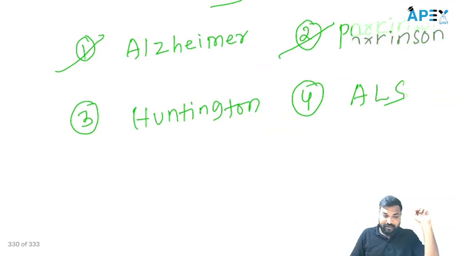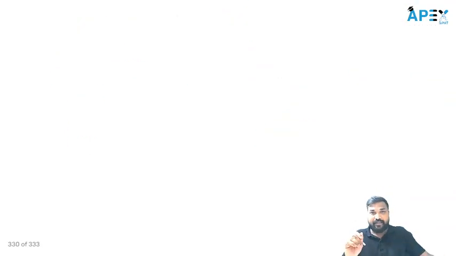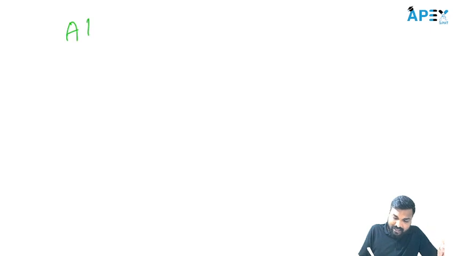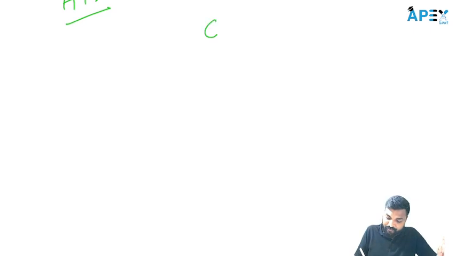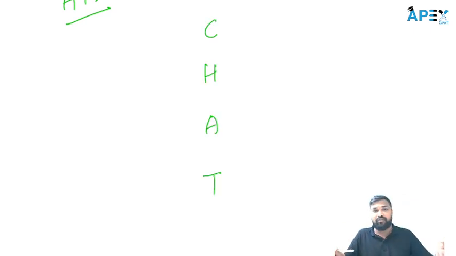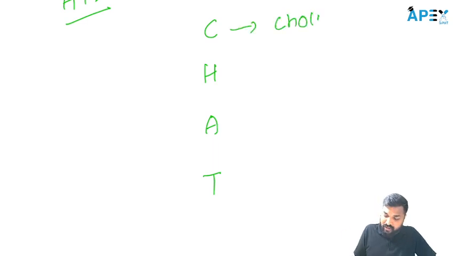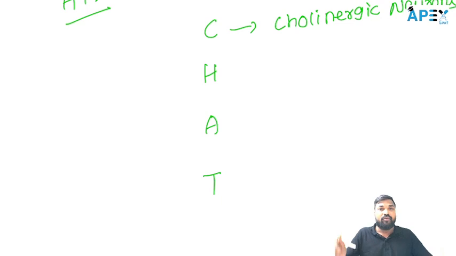First, Alzheimer's disorder. Its important properties we can remember with a small trick, that is CHAT. If you remember the chart, you can easily answer all the questions. What is the C? C means cholinergic neurons loss. We know that in Alzheimer's, cholinergic neuron death will occur.